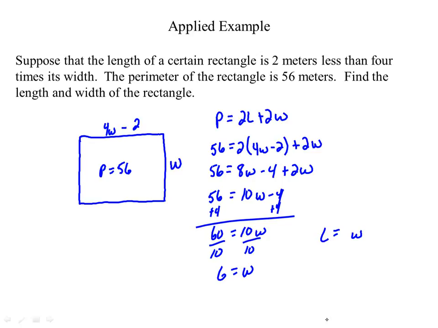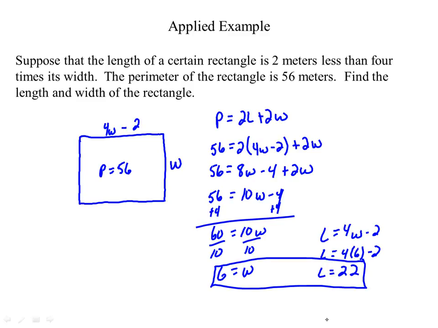Our length is going to be 4W minus 2. So we're going to have 4 times 6 minus 2. So we'll have 24 minus 2, which is 22. How's that? So that one wasn't so bad, right?